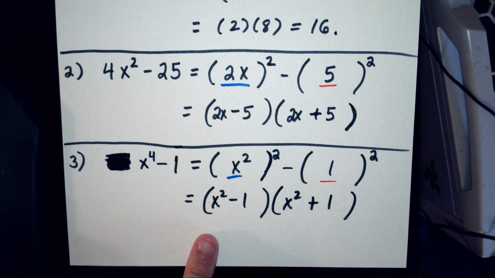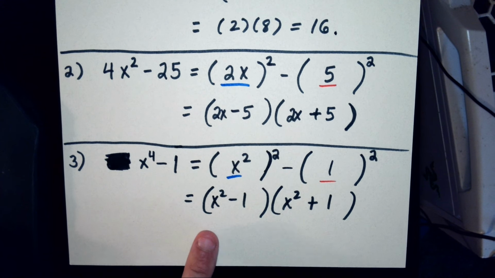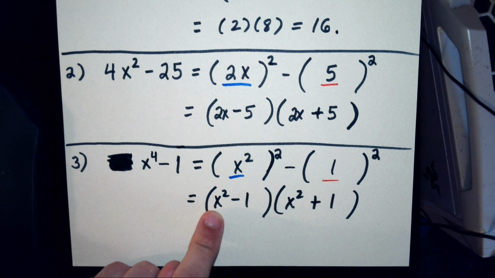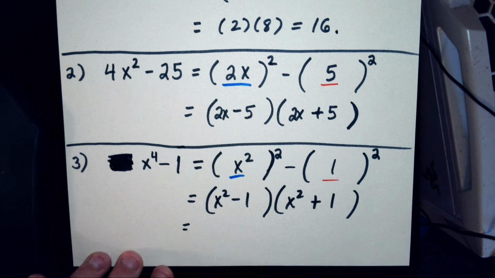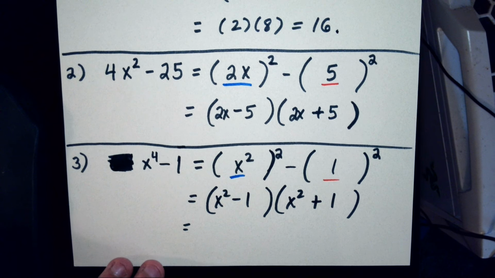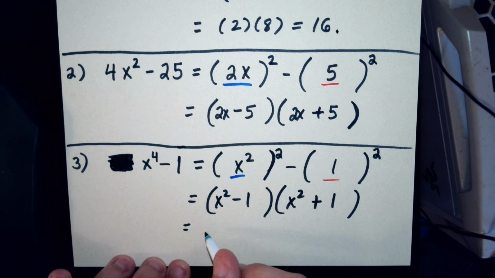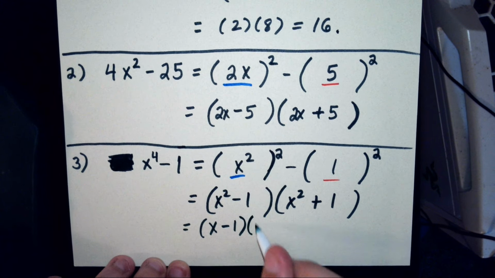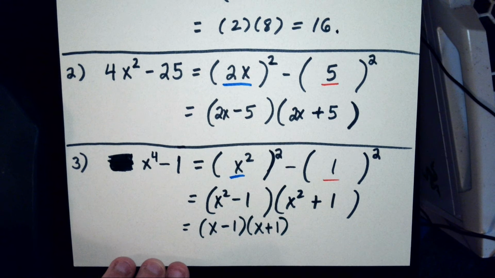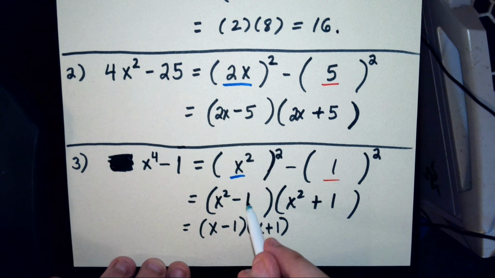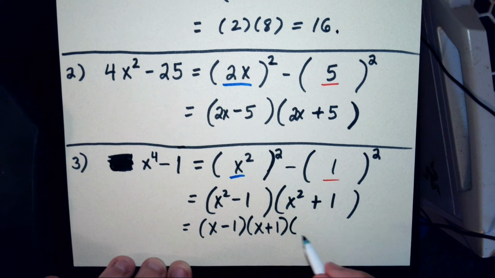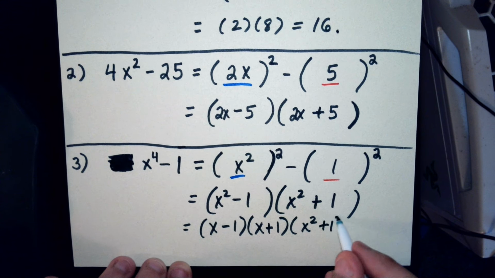But x squared minus 1 is, again, a difference of squares. So we started with a difference of squares, and it broke up into another difference of squares as one of the factors. So now we have to factor this as a difference of squares again. Well, x squared minus 1 is the same thing as x minus 1 times x plus 1. Again, that's using a minus b, a plus b, where a is x and b is 1. So you have x minus 1 times x plus 1 times x squared plus 1.